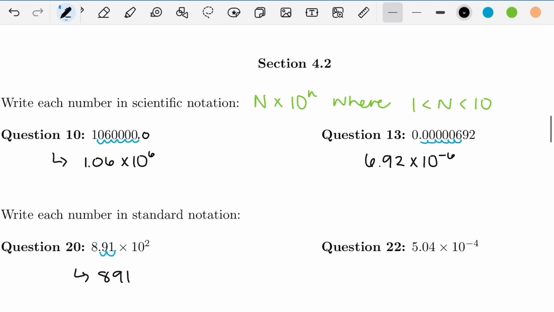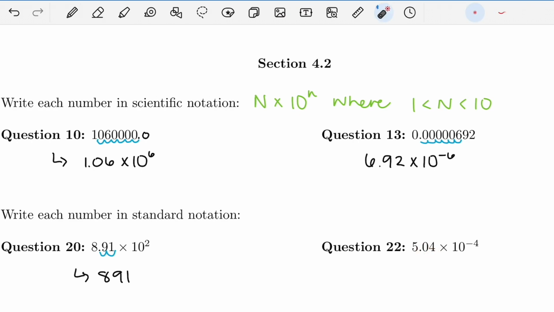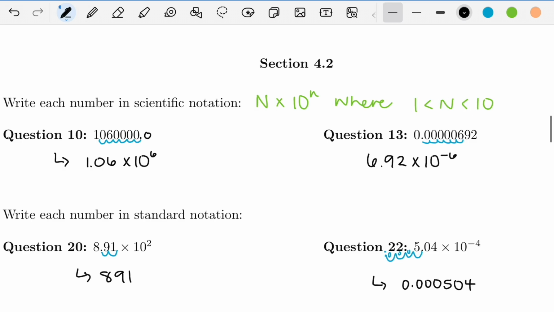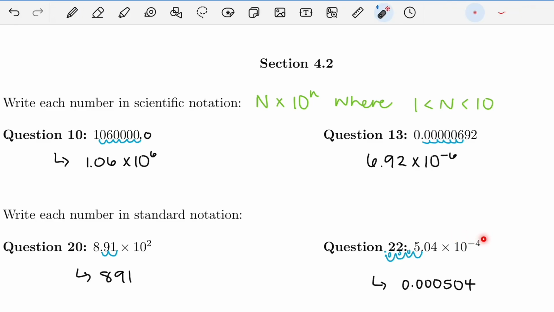Now for question 22 here, we have 5.04 times 10 to the negative 4. So I'm going to move this decimal in the opposite direction, 4 units. So 1, 2, 3, 4. And so we're going to place some zeros here. So this number would be this here. And we know that this is the case because this is going to be a really small number since we have a negative exponent.